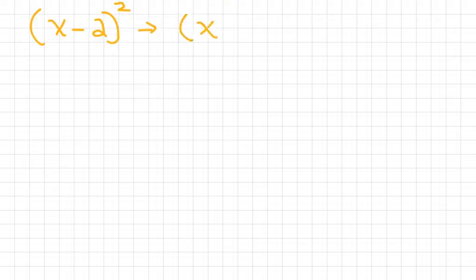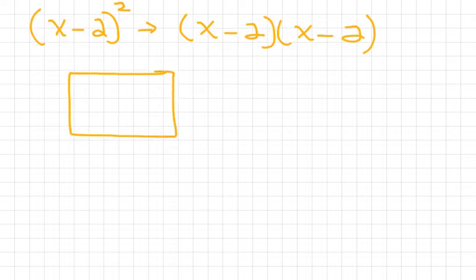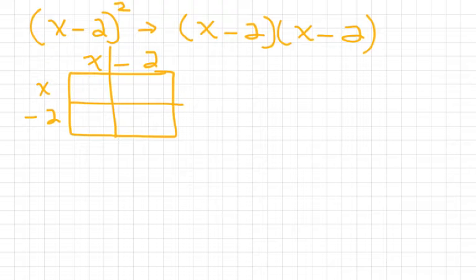Here's the last one we're going to do. We've got x minus 2 squared. You need to remember that that means I've got x minus 2 times x minus 2. Again, I'm going to draw my rectangle or my area model. I have x minus 2 and x minus 2. Therefore, I have x times x is x squared.